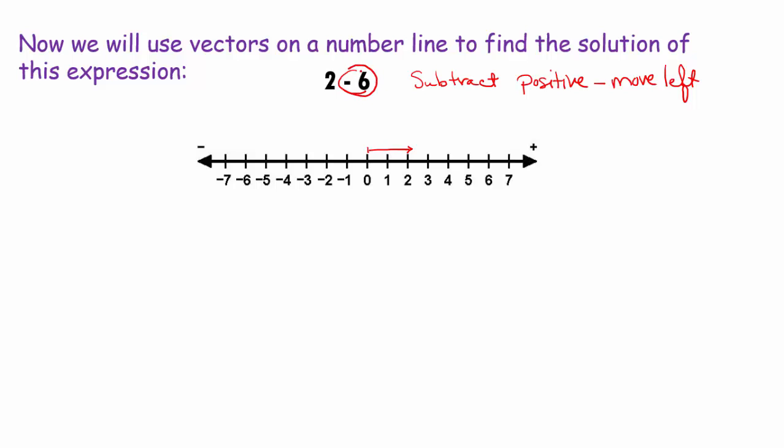So we're subtracting a positive 6. From 2, we need to subtract 6, which means we need to move to the left. 1, 2, 3, 4, 5, 6. And we end up at a negative 4. If we're subtracting a positive, that means we need to move to the left on the number line. This should look familiar to our last example. 2 to the right, 6 to the left, then we end up at negative 4.